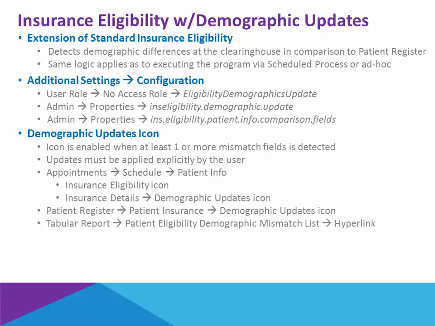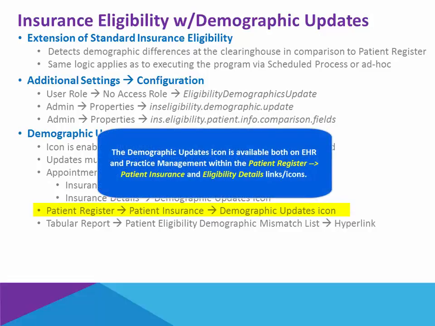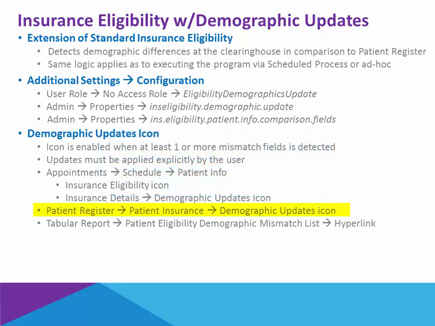Now, this icon is available at multiple places throughout the system. For instance, at the schedule level, down at the patient info pane, you have the insurance eligibility icon itself, as well as within the insurance details, the icon is available. Under patient register through patient insurance, you will see the icon. And this is the case both here on EHR as well as on practice management. So for those of you who do use practice management, you can also access this demographic update feature through patient register and insurance and eligibility details on the billing side.